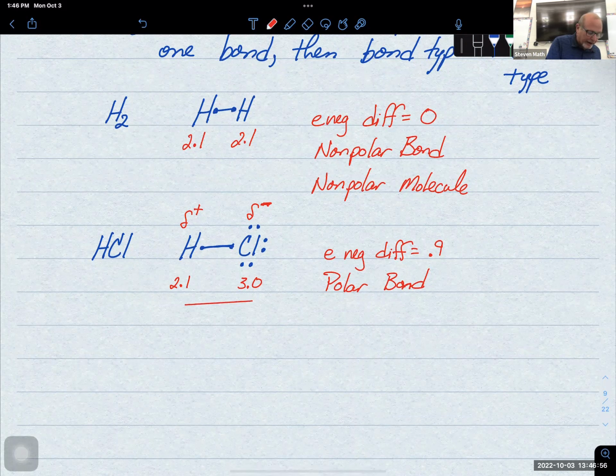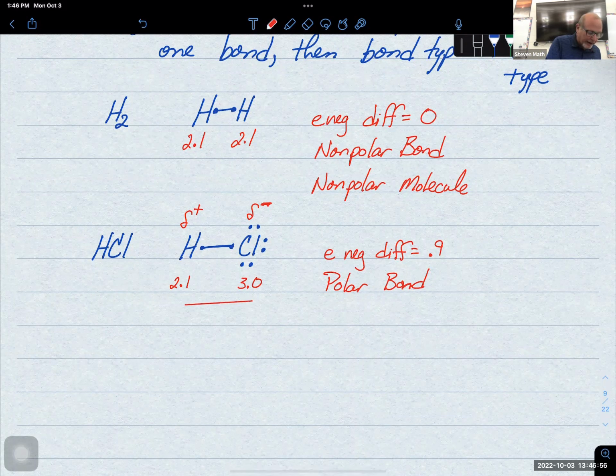Now, how do we know they're going towards that side? Well, the electrons are always going to be drawn towards the element that has the higher electronegativity. So chlorine has a 3.0, hydrogen has a 2.1. The electrons are being pulled towards chlorine. That's what that high electronegativity does. And now, in this case, there's still only one bond, and that bond is polar.